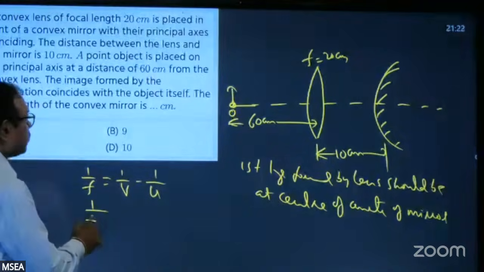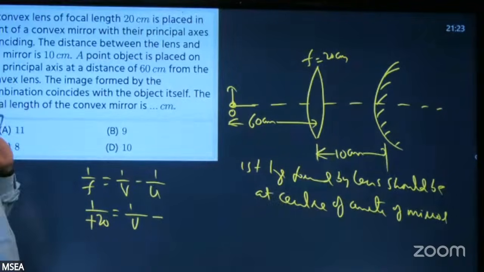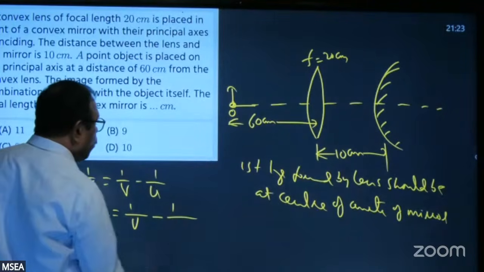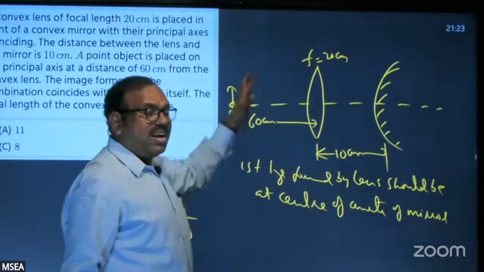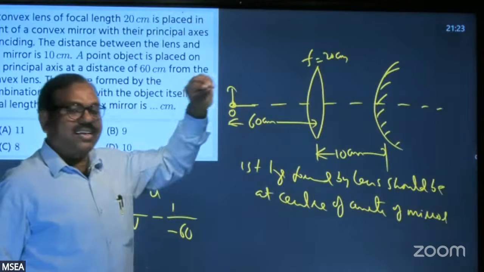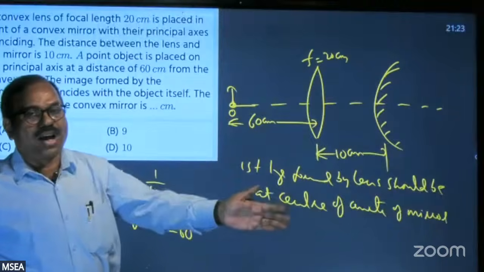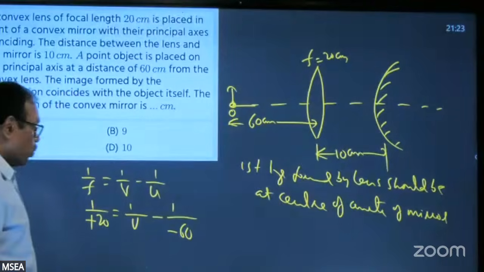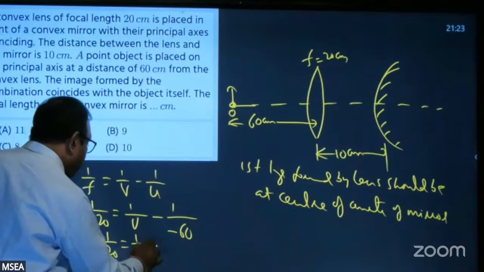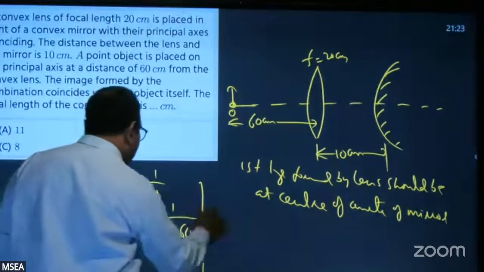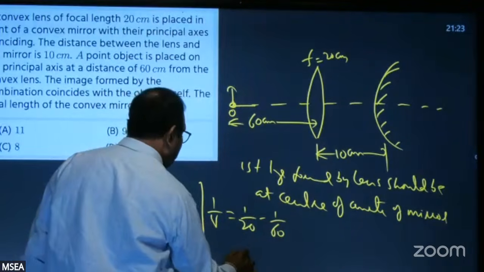Then we can take f as plus 20. Then 1 by v, I have to calculate. Use the sign convention, so 1 by u: u is minus 60 as the object is in front of the lens. If the rays are not intersecting but diverging, it is a real object; if they are converging and forming the object, then we call it a virtual object, and in that case you take u as positive. Now 1 by 20 is equal to 1 by v plus 1 by 60. 1 by v is equal to 1 by 20 minus 1 by 60.